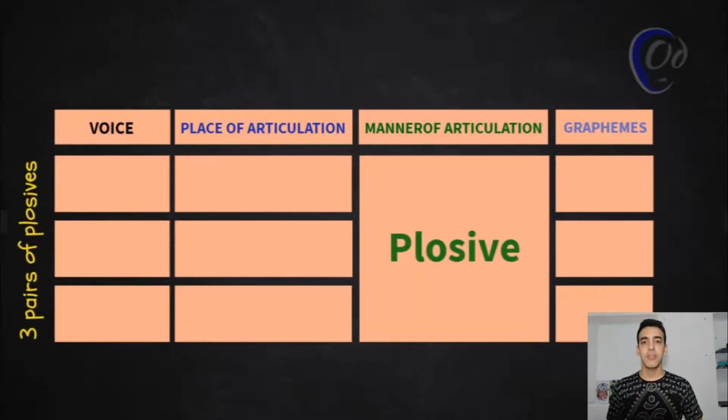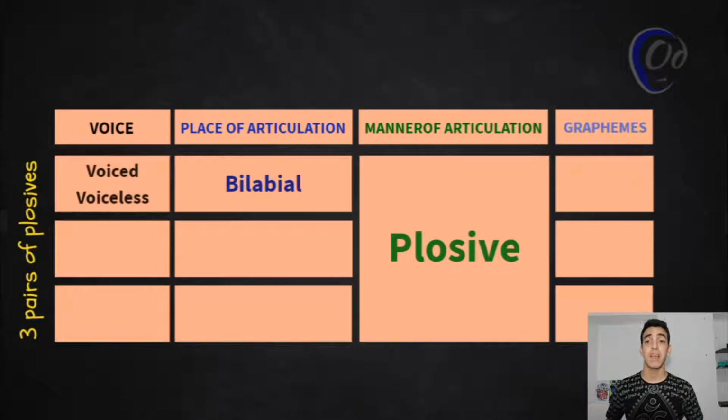The first plosive sounds will be two bilabials. We have a voiced bilabial plosive and a voiceless bilabial plosive, and here you have the graphemes that represent them. It's like a B and a P, but they are called voiced and voiceless bilabial plosives if we call them by their phoneme names. So we have three pairs of plosives. Two bilabials, this is the first pair.